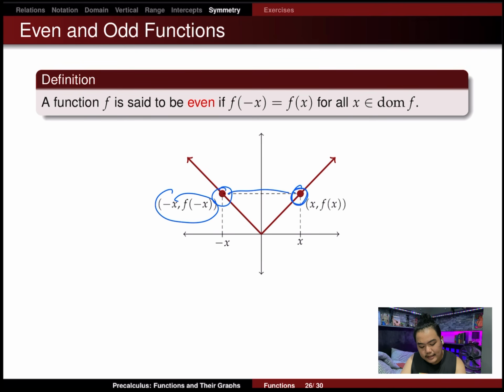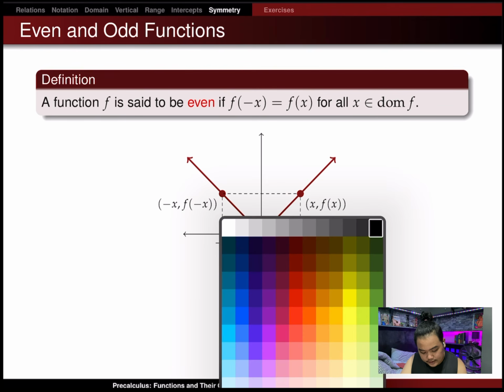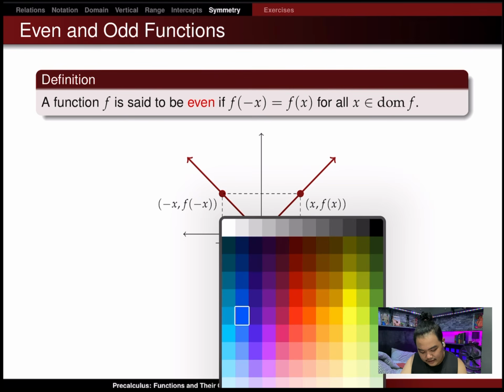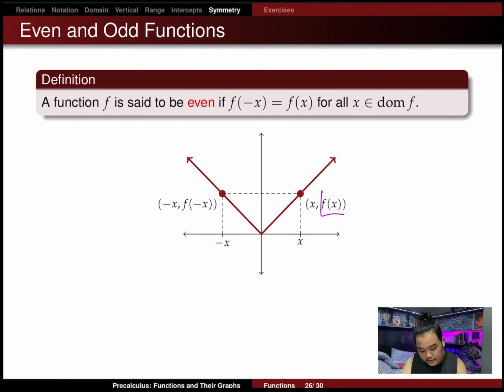So, dapat magtatapat sila with respect to the y-axis kasi even function ka if f of x is equal to f of negative x. So, ang kahulugan nun, itong mga y values na ito, ano ba yan? Gusto ko ibang color. Violet. So, meaning, these two are the same. So, magka-level sila sa y.